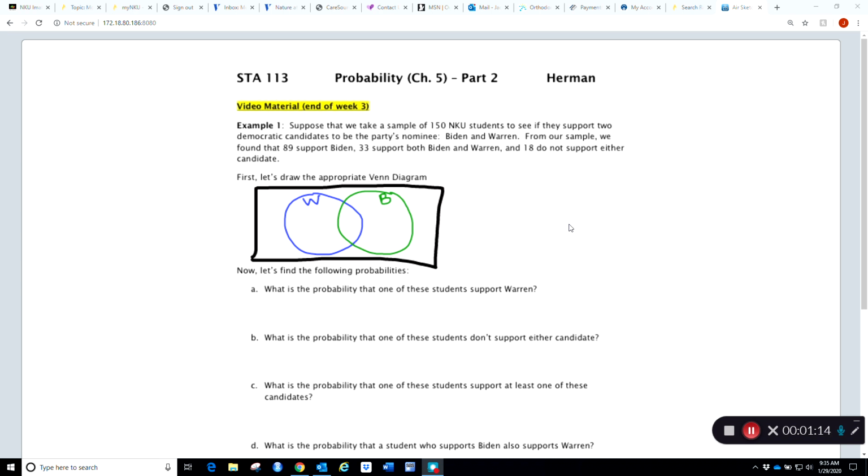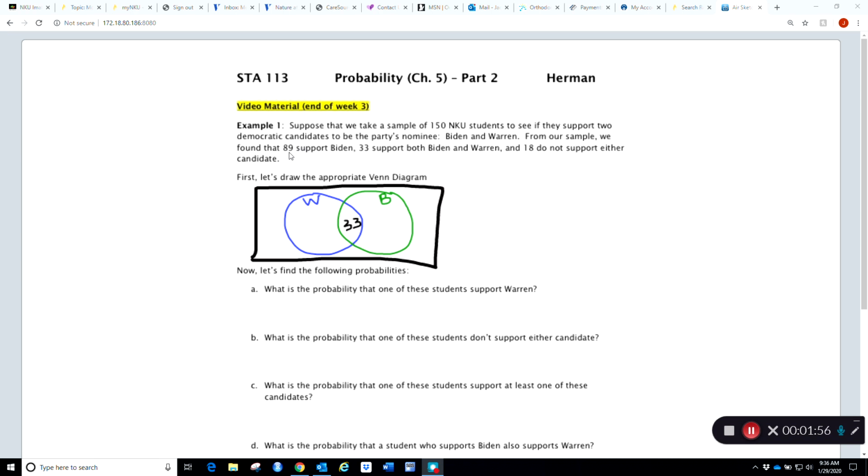Now I'm going to start by making sure I truly understand what these numbers are. So when I see this 89 support Biden, that's going to be the entire green circle, which means it's going to include both this piece and this piece. So right now I can't put that 89 on my picture because I'm not sure what number is here versus here yet. I now know also that 33 support both Biden and Warren. Well, where they support both Biden and Warren is on this inside piece there. So I now know that that is the 33 that was being given to me.